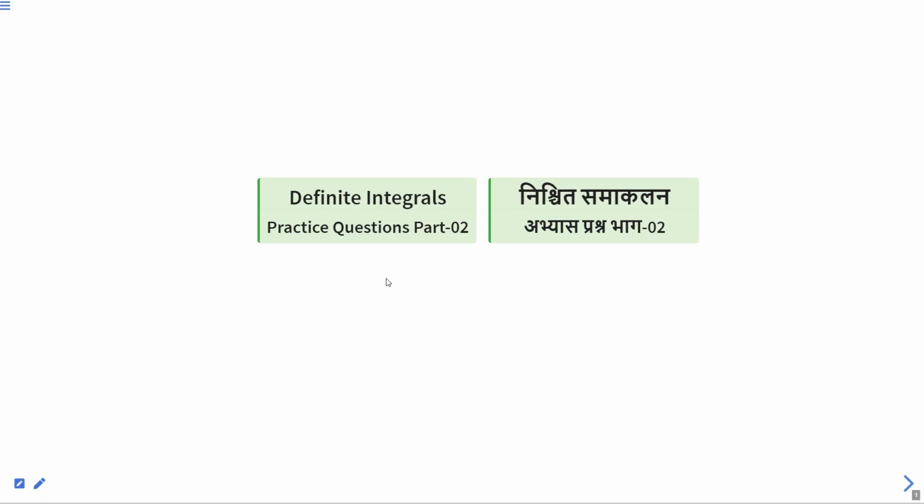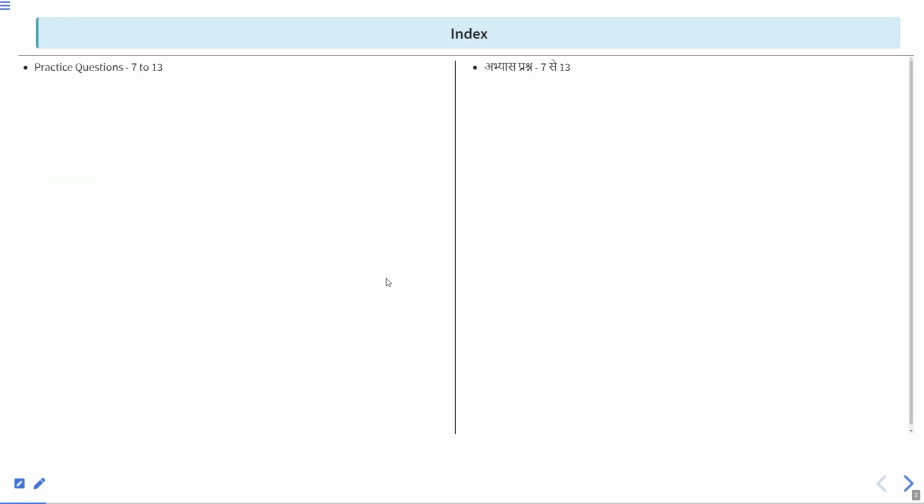So in this lecture, we will practice some questions based on definite integrals. In the last session, we had practiced till question number 6. So in this lecture, we will start from question number 7 and we will discuss till question number 13.